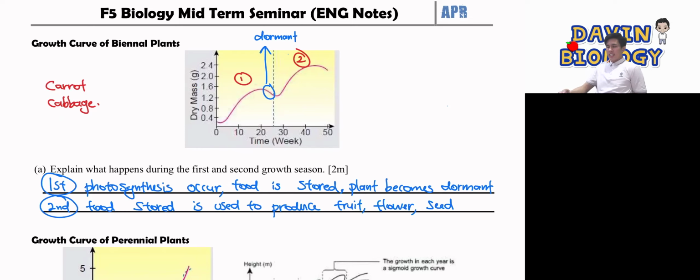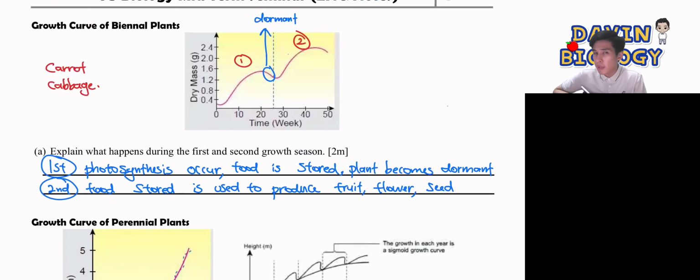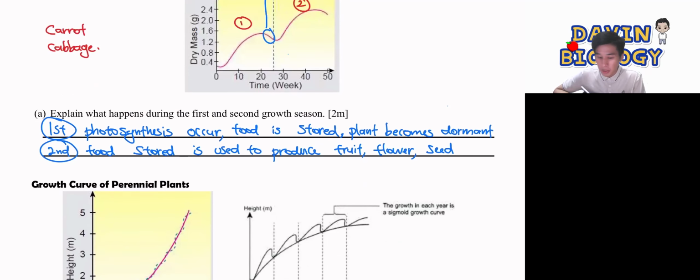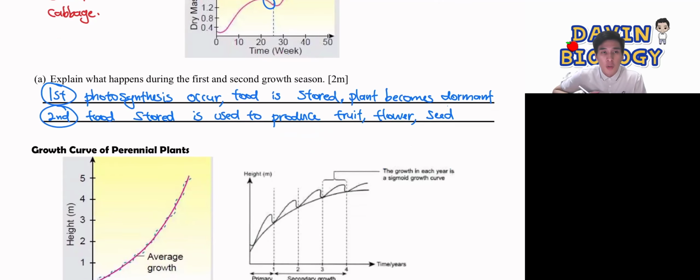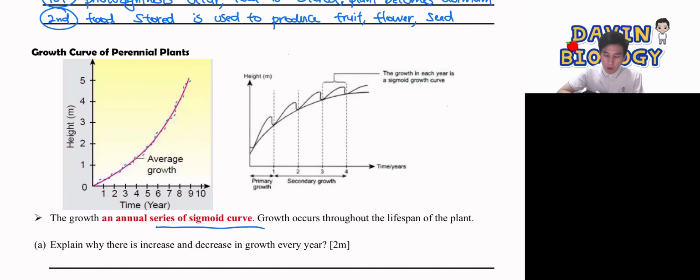So that is mainly what they will ask. Honestly, there's nothing much. This one, very rarely they ask. For perennial, they will ask, but not as common as annual. I find annual actually more common, but this one also you still need to know. So basically for perennial plants, how do you describe the growth curve is we will say there's an annual series of sigmoid, means the sigmoid repeats every single year.